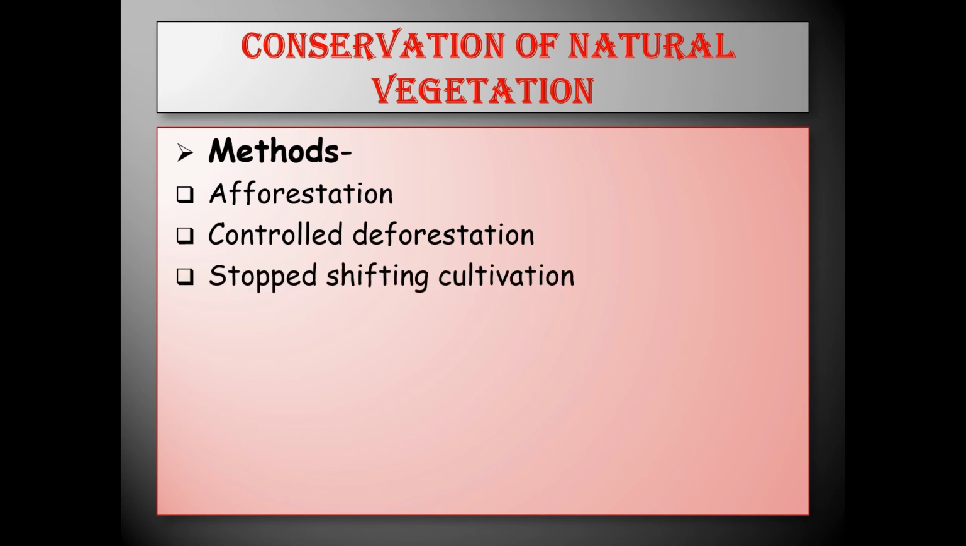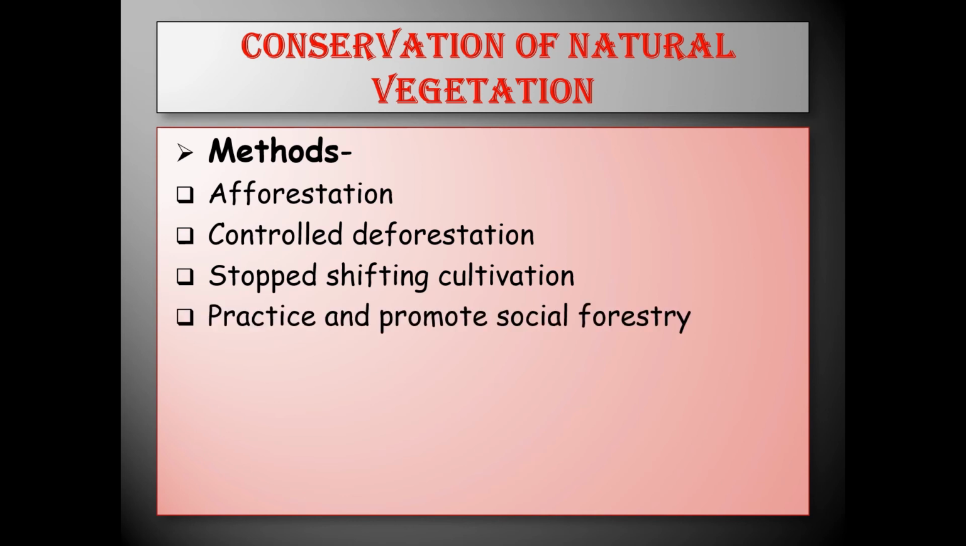Stop shifting cultivation. Shifting cultivation, or jhum cultivation as it is popularly known in our India, should be stopped because it loses the soil, and the minerals are lost by practicing more and more of this kind of practice. So we should stop this.